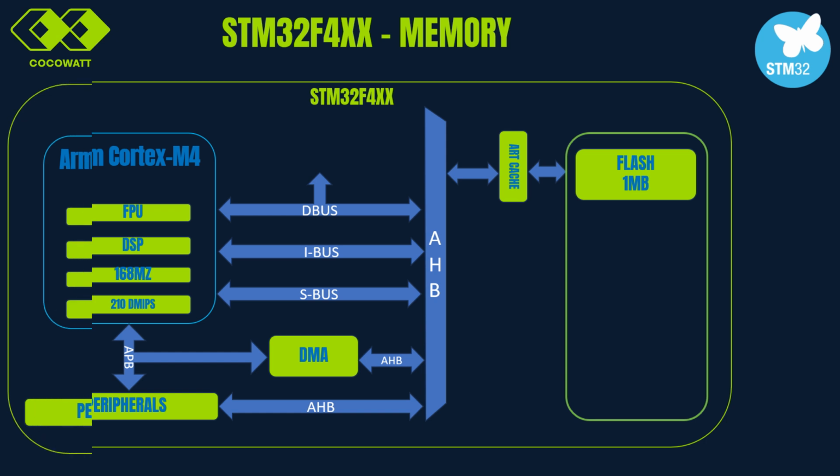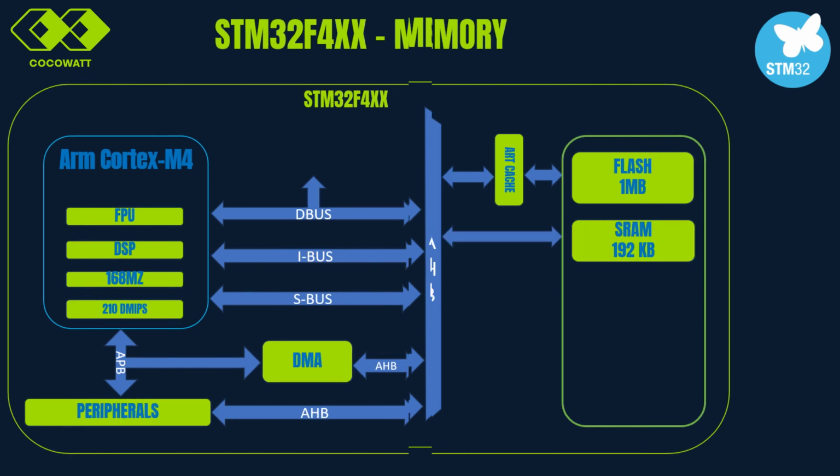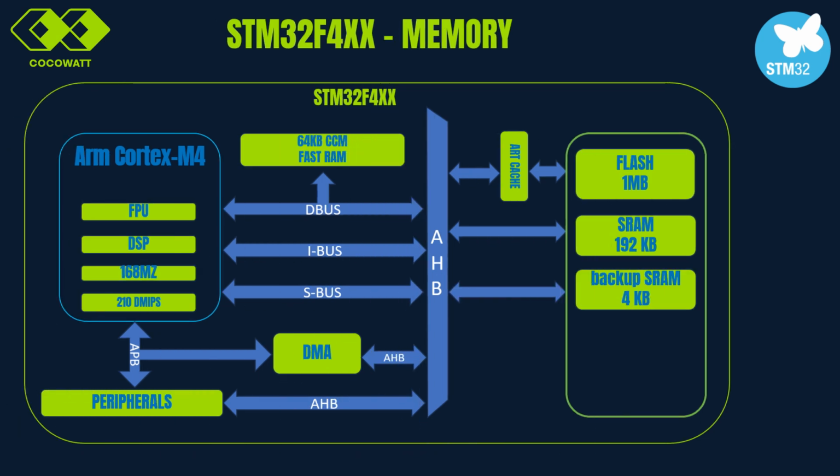Next, we have SRAM, or Static Random Access Memory. This STM32 has up to 192 KB of SRAM, which is used for temporary data storage while your program is running. Additionally, it includes 4 KB of backup SRAM and 64 KB of CCM, which is core-coupled memory, tightly coupled to the CPU for faster access.